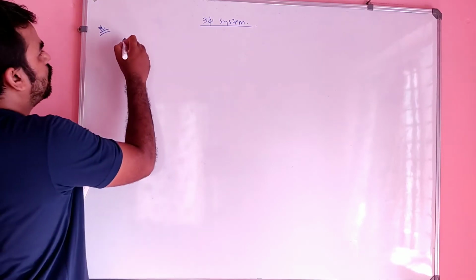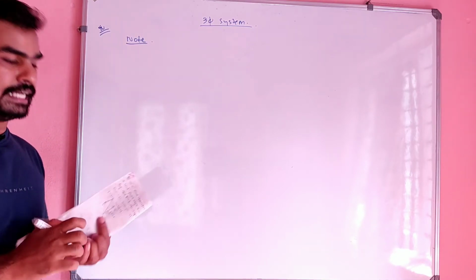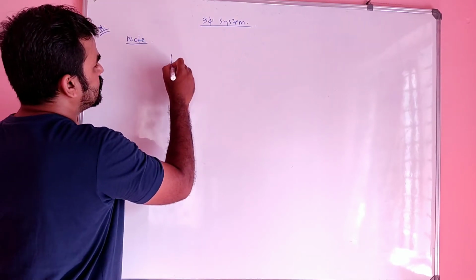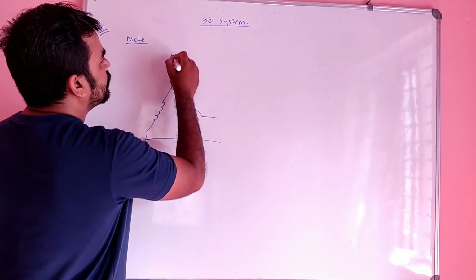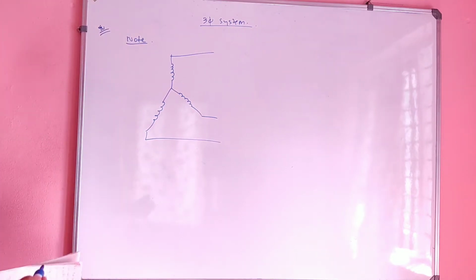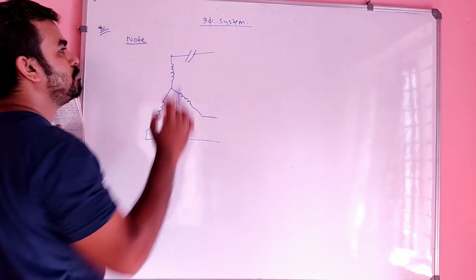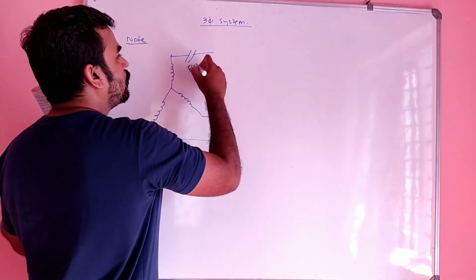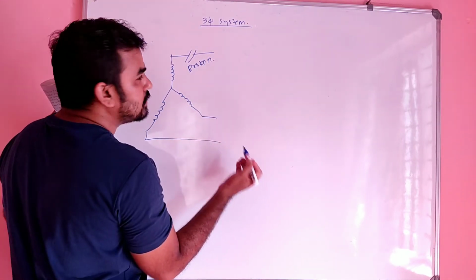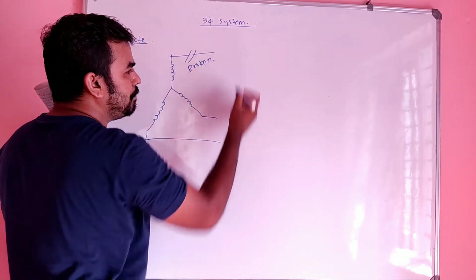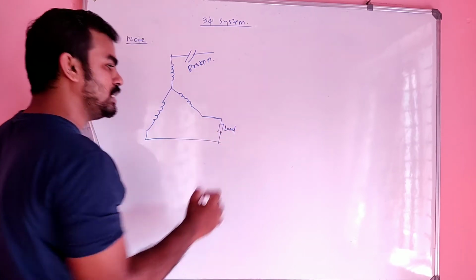You have to note one more thing, it's very important actually. In a star connection, you know, this is the star connection, right? If one phase is broken, this is broken, that means one phase is not there. Then the remaining two phases will supply the load. You can connect the load from any point. So this load will work efficiently, right?